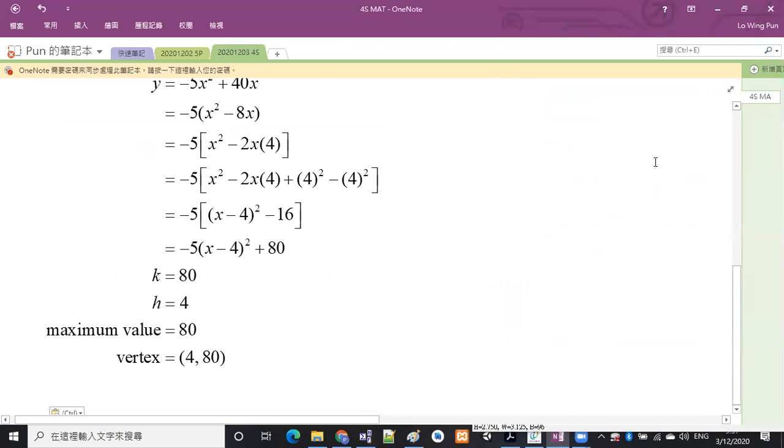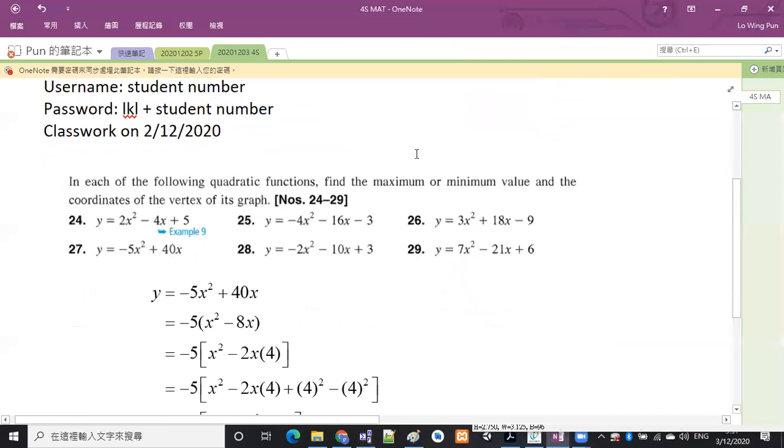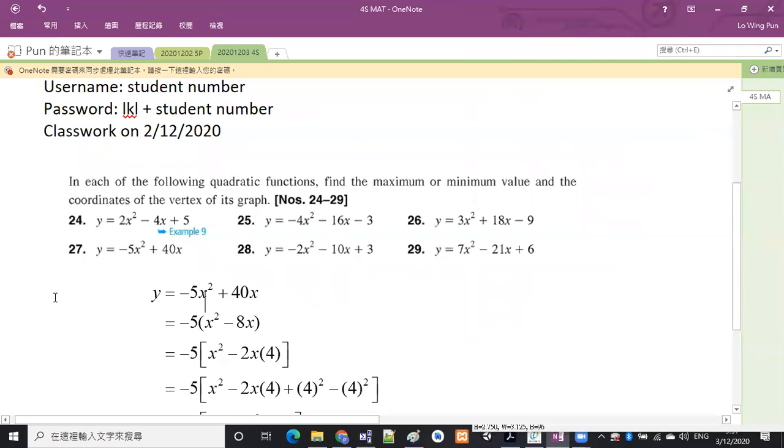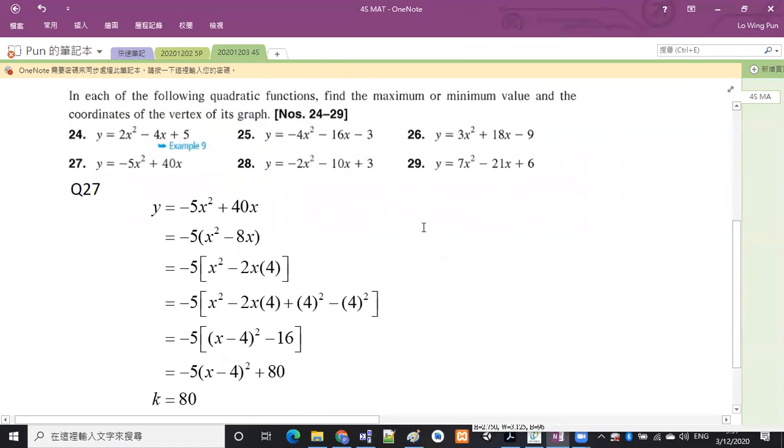Just copy here. Is that okay? And then number 28. Right here. 28.